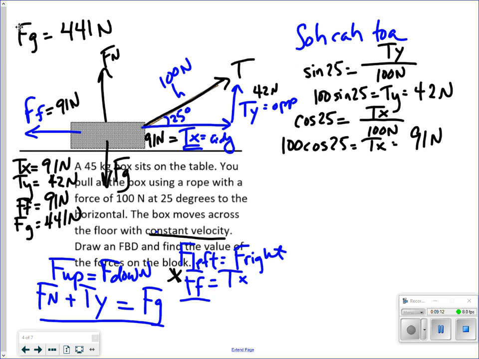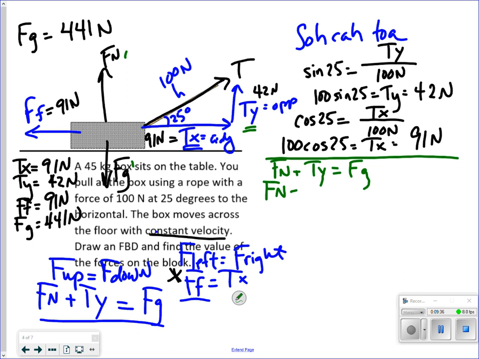Let's do the up and down. Okay, so let's pull that one over here. All right, so Fn plus Ty equals Fg. The only one we don't really know is the normal force. Now you might want to say, oh, well, these two have to be equal to each other because they're both going up and down, but not this time because of this little guy right here. It's going to mess things up. So we're solving for Fn.